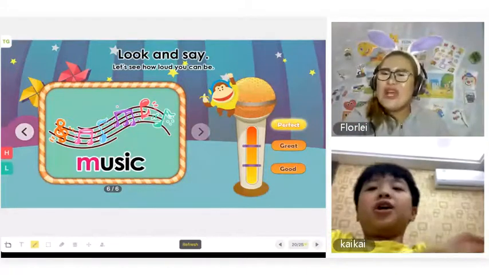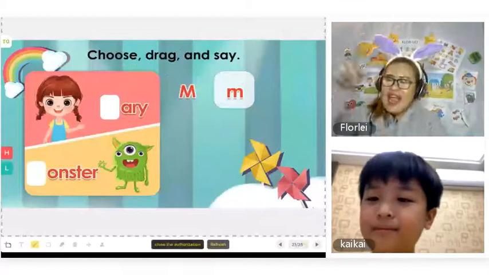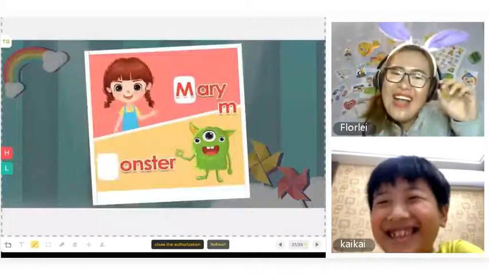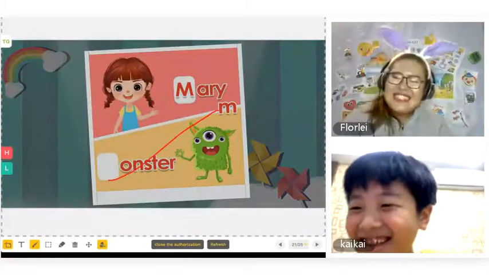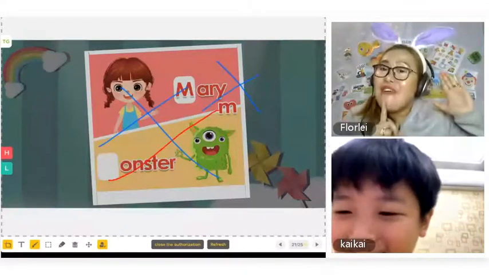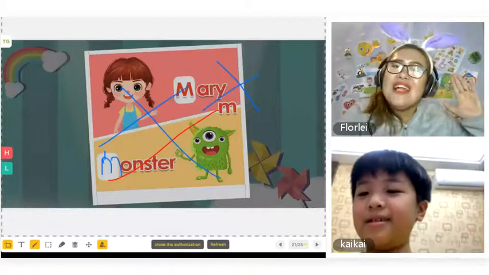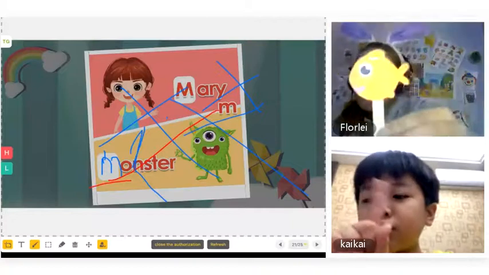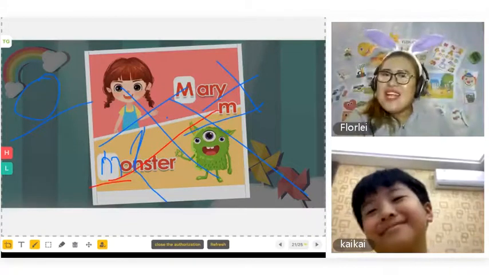Okay, now let's go to page 21. Let's go to the next page. Okay, let's choose drag and say, wow. Almost. Look, it did not reach the box it's supposed to be. But nice try. You get a burger. Mary. Monster. Oh, you wrote the letter. Great. Okay, I'm gonna give you a fish. Fishy. Okay, now let's go to the next page.